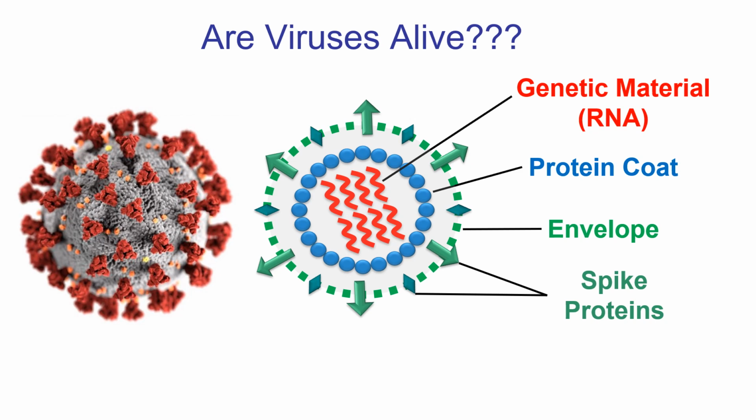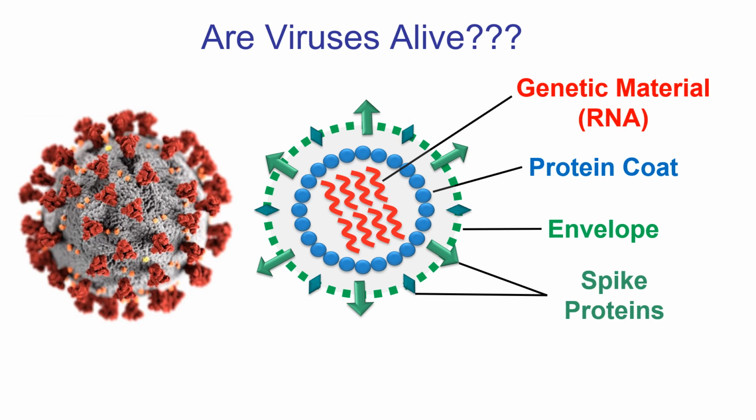We have some proteins around the outside shown as arrows and diamonds here. And those proteins, the spikes that we see on the coronavirus, are used to help it stick to another cell and get into that cell. But breaking this down, what we have is just a package of information and some proteins that are really sticky that allow it to enter another cell and inject that information.